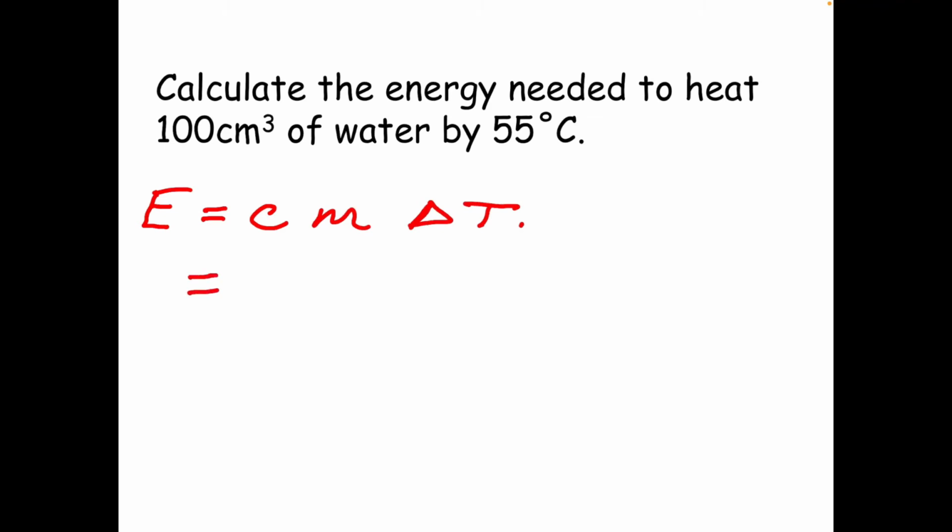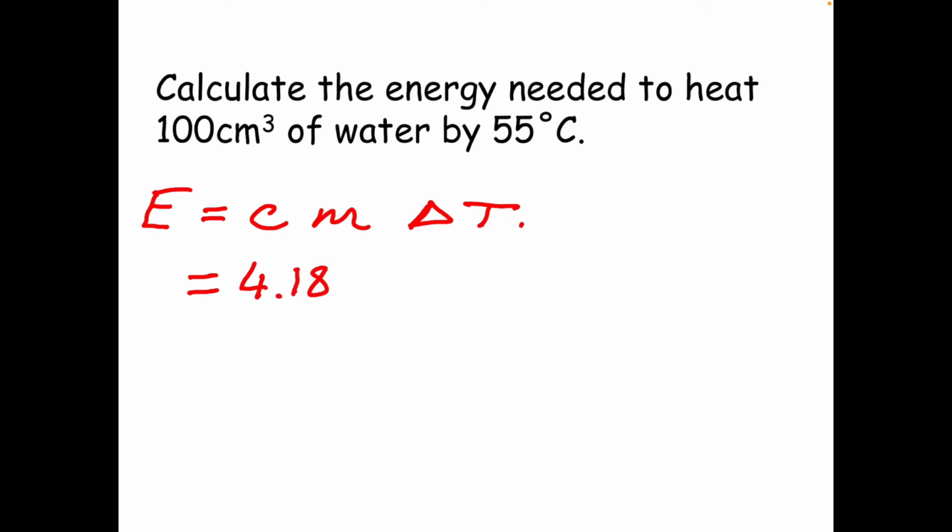Then we need to start putting in our information that we know. We know that the specific heat capacity, the C, is 4.18. And this will always be 4.18 as long as it's water. Sometimes they might give you a different thing that you're heating, like a different liquid in the can, but they would give you the specific heat capacity of that.